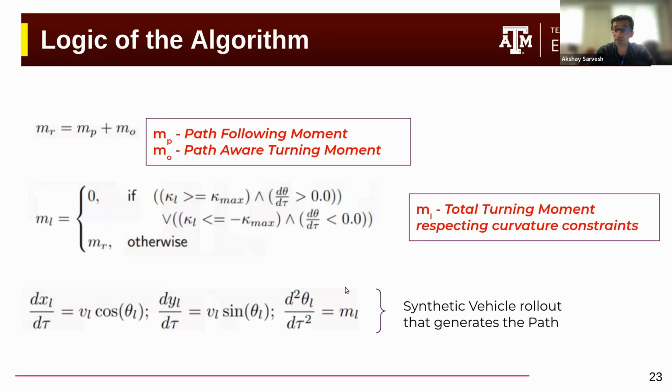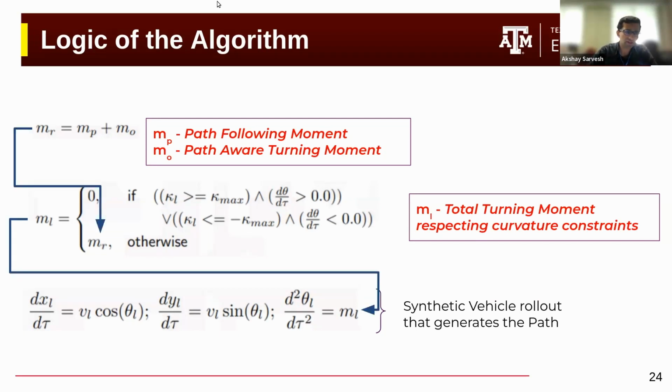And then we also have a total turning moment that respects curvature constraints. We have a filter here, a filter that's respecting curvature constraints as well. And finally, this is just a very simple Euler integration technique for simulating the synthetic vehicle rollout. In here, we set the second derivative of the heading angle to be the overall turning moment that we get from the path following moment as well as the path aware turning moment. As you can see, the MR, that is the total moment, feeds into the moment filter where it's constrained to the curvature. And that moment filter is again fed into the synthetic vehicle rollout, the algorithm where the second derivative of the heading angle is set to the moment, and thereby the robotic vehicle knows which direction to turn based on the obstacles that are present.